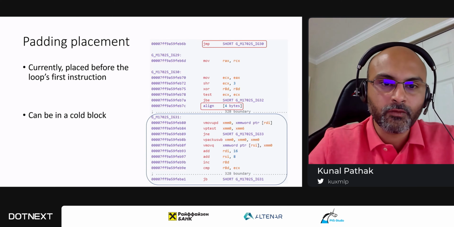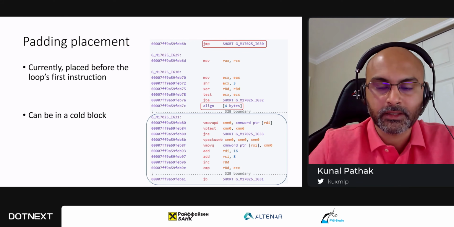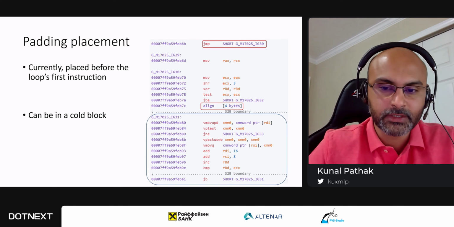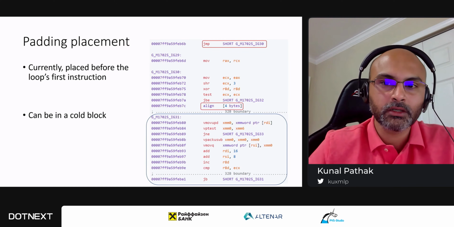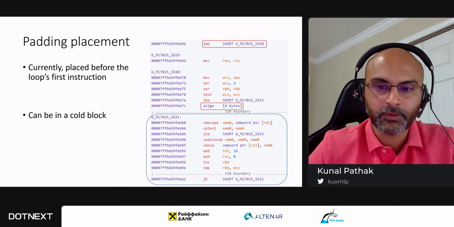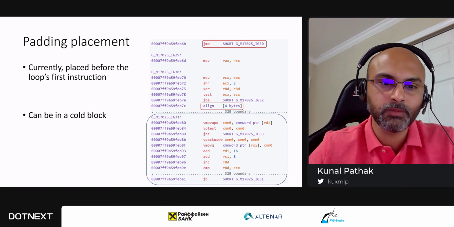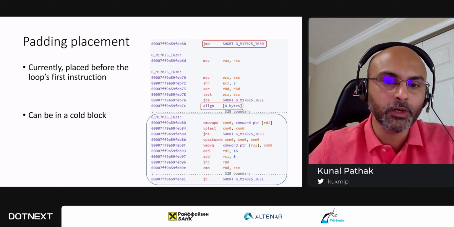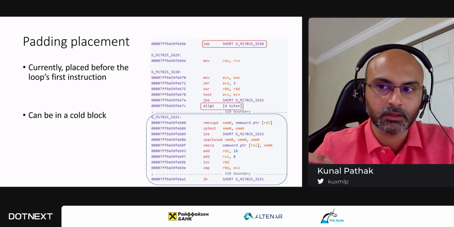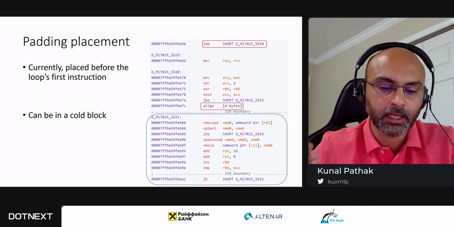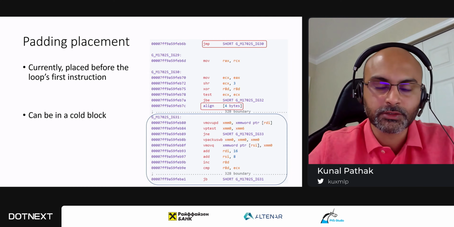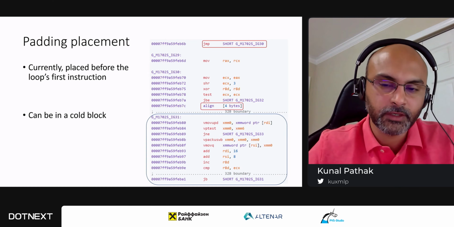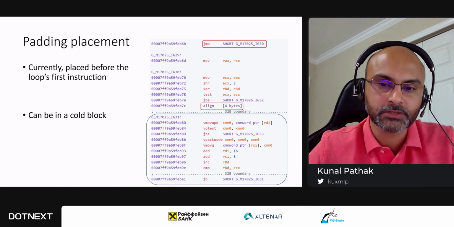Now, there is a question of where we want to place the padding. If you remember from the previous slides, we always place the padding before the start of the loop. But there are some better choices we can make. For example, we can put the padding in a block which is cold enough, because in that case that block won't be executed frequently, and so the fetching and decoding of that alignment won't happen. So there were choices of padding placement. We just chose to put the padding just before the first instruction of the loop.